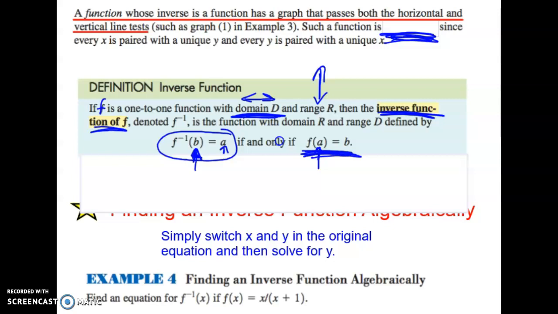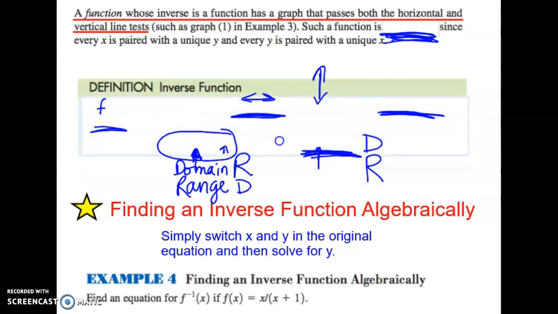Now, here's the cool thing. If the original function, this one had domain D and range R, well then, because everything switches, your domain for this one is now R because they swapped places. And your range is what the domain of the other one was. So everything swaps back and forth. So there we go with that. We're just going to stop right there.